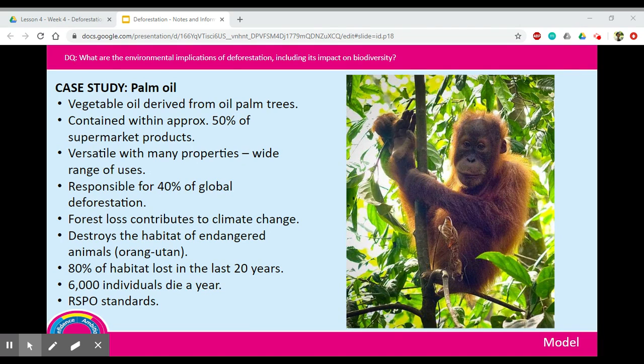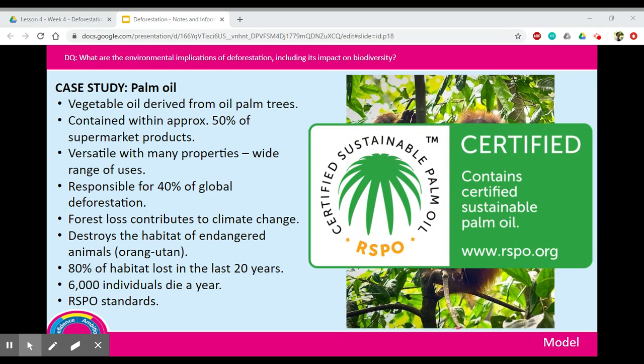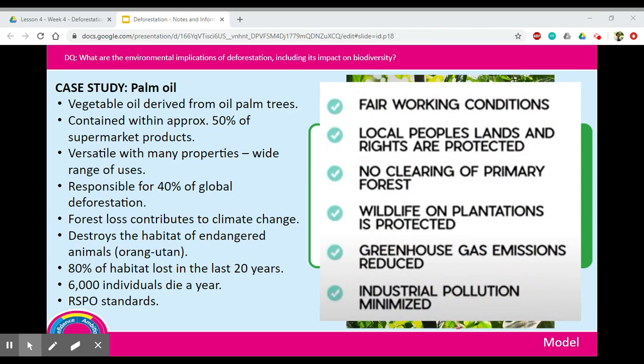There is, however, quite a new company called the RSPO, which has developed a set of standards that palm oil plantations need to adhere to get this sticker basically put on their products. So if you get this sticker on your product, you know it's come from a sustainable palm oil plantation. These are the standards at which they are assessing palm oil plantations.